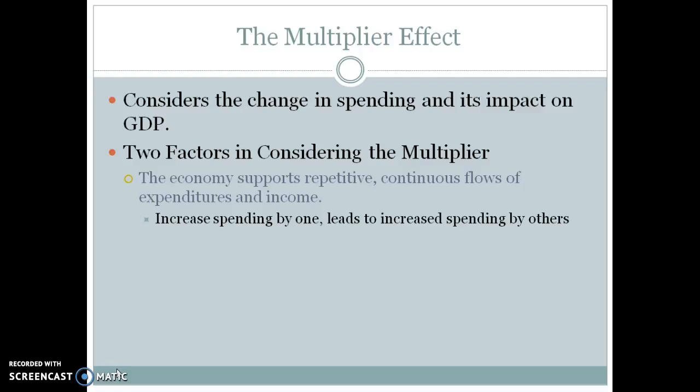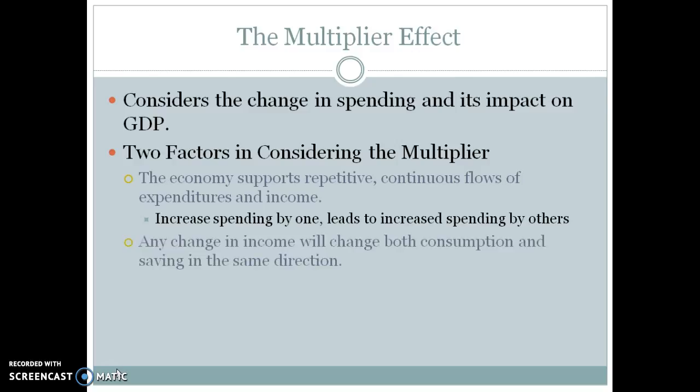Two of the things that we know about changes in spending and looking at the multiplier is that the first one is the economy is going to support repetitive and continuous flows of expenditures and income. And what that means is that if I increase my spending, then that's going to cause others to increase their spending in the economy as well. The second thing that we know when we're dealing with the multiplier is that any change in income is going to cause both our consumption and our savings to move in the same direction. So if I decrease my spending or decrease my income, that's going to change both consumption and saving. It's going to cause them both to go down in the economy as well.